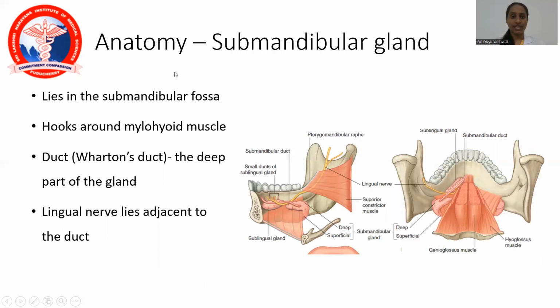Coming to the submandibular gland, it lies in the submandibular fossa. Here you can see this is the mandible and this is the submandibular gland. It hooks around the mylohyoid muscle. This is the hyoid bone, and this is the mylohyoid muscle here, and the submandibular gland is hooking around the mylohyoid muscle. The duct of the submandibular gland, or Wharton's duct, arises from the deep part. This is the deep part and this is the superficial part of the submandibular gland. The duct arises from the deep part and is in close relation to the lingual nerve.